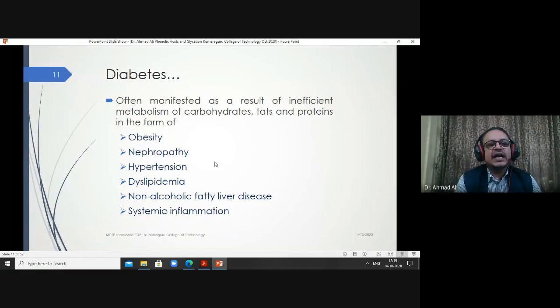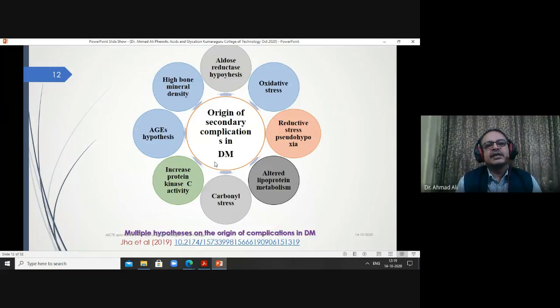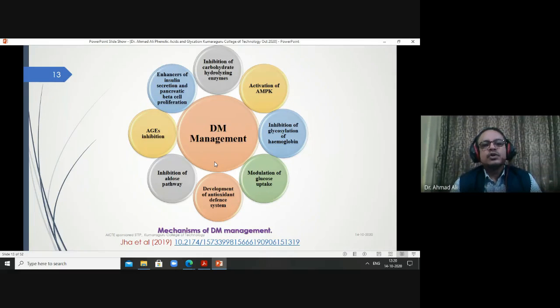The consequences and other conditions which lead to diabetes, or are interlinked to diabetes, are obesity, nephropathy, hypertension, dyslipidemia, non-alcoholic fatty liver disease, and systemic inflammation. This chart shows the reasons for the origin of the secondary complications of diabetic metabolism. We see some enzyme involvement, oxidative stress, altered lipoprotein metabolism, carbonyl stress, and the glycation hypothesis. I'll talk about that. The overall diabetes management includes glycation inhibition and inhibition of aldose reductase at the molecular level. I'm not talking about the general process where we control glucose and change our lifestyles. I'm talking about what the body does at the molecular level.